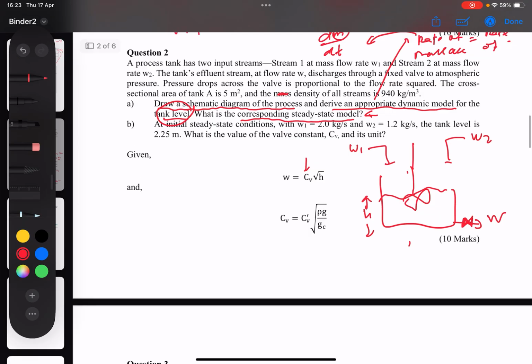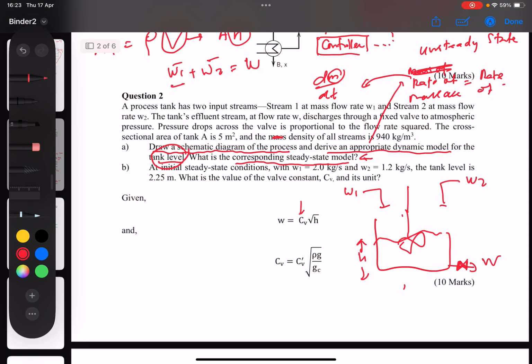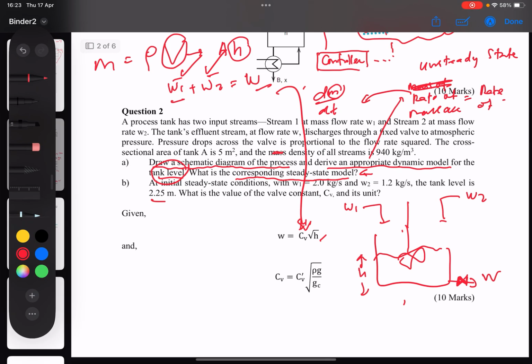But before this, I did mention that W1 plus W2 equals W. W1 is given, W2 is given, and then we need to find our CV, because the height is already given. So this question also should be quite easy.